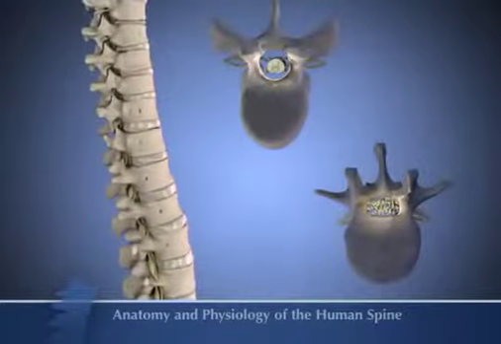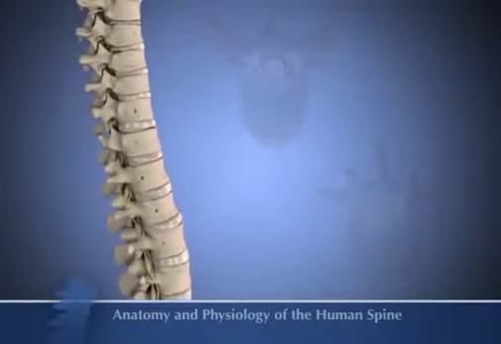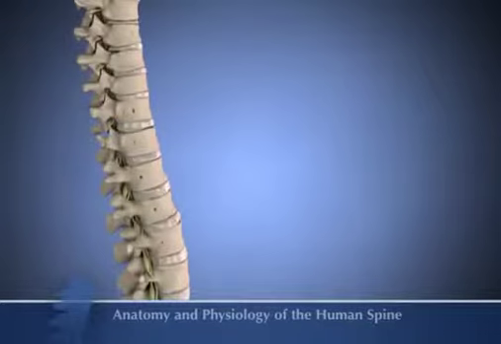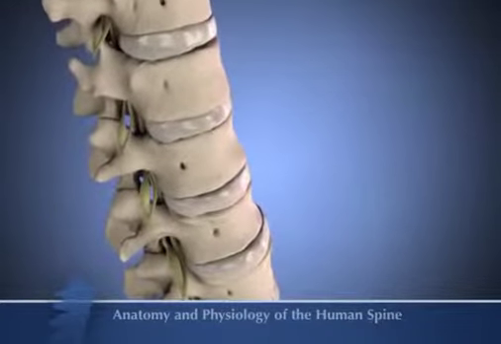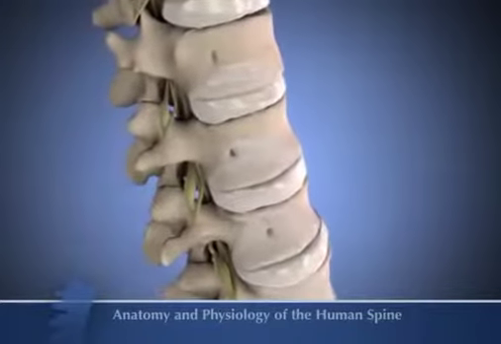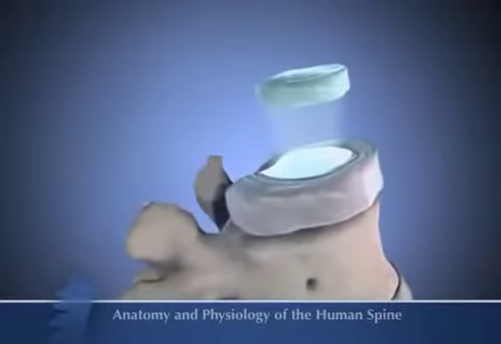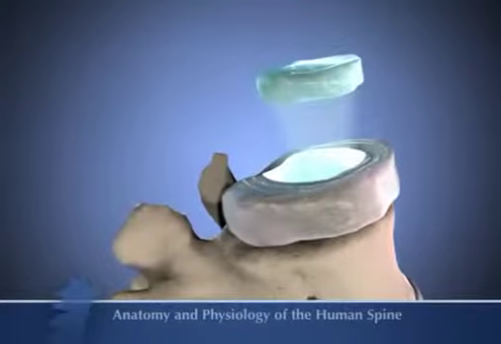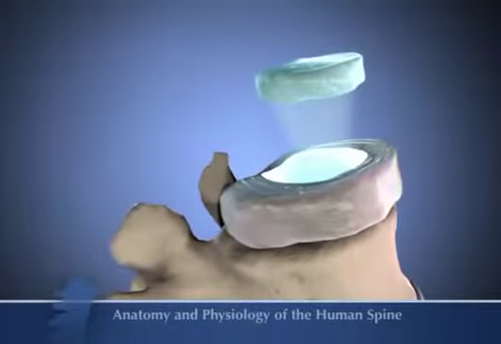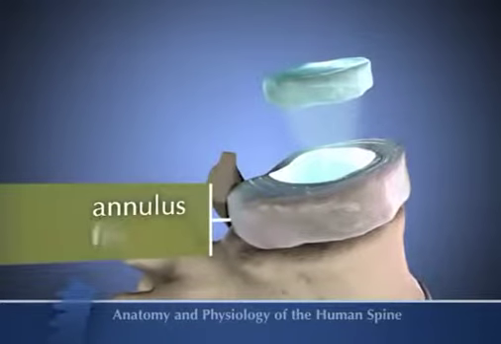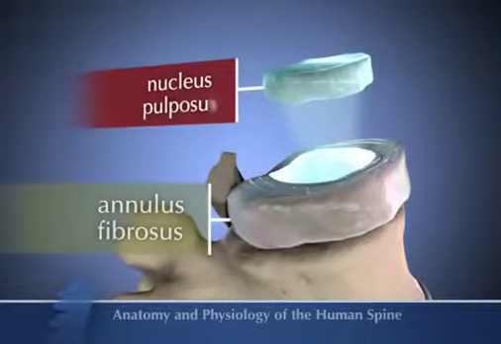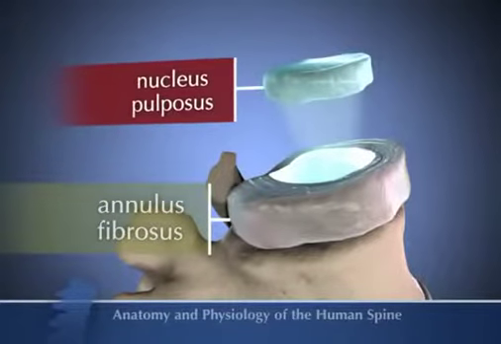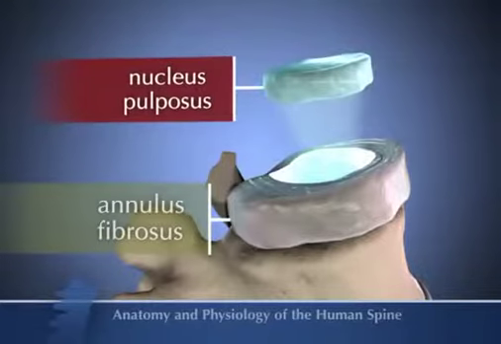The bones or vertebrae that make up the spinal column are not stacked directly on top of each other. There are spaces between them that are maintained by round spongy pads of cartilage called intervertebral discs. Each intervertebral disc is made up of two components, the annulus fibrosus and the nucleus pulposus. The annulus fibrosus is the tough outer portion of the disc. The nucleus pulposus is the inner gel material surrounded by the annulus fibrosus.